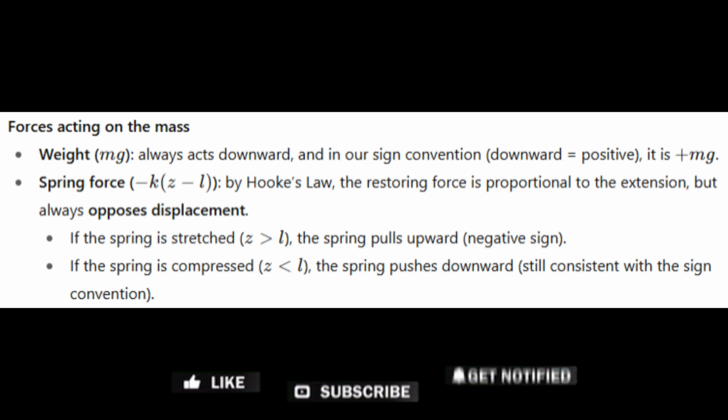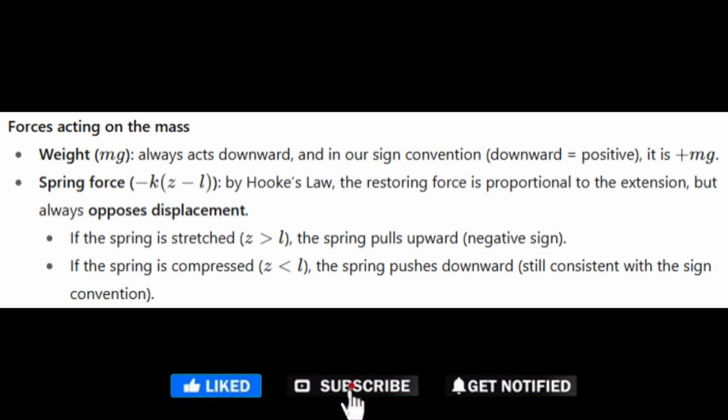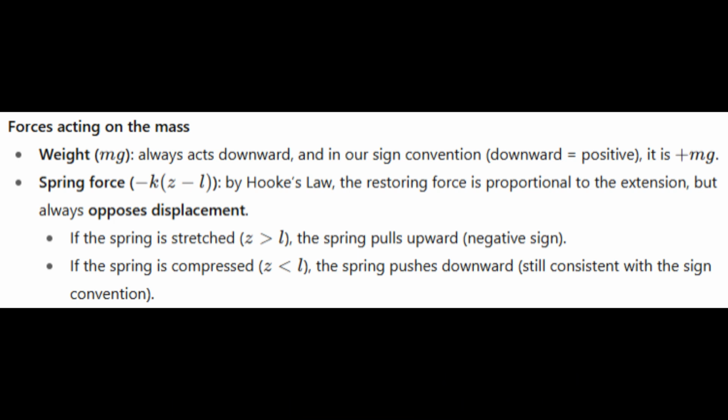3. Forces acting on the mass. Weight, mg, always acts downward, and in our sign convention, downward equals positive, so it is plus mg. Spring force, k(z minus L). By Hooke's law, the restoring force is proportional to the extension but always opposes displacement. If the spring is stretched, z greater than L, the spring pulls upward, negative sign. If the spring is compressed, z less than L, the spring pushes downward, still consistent with the sign convention. This balance of forces is what leads us to Newton's second law and the equation of motion.